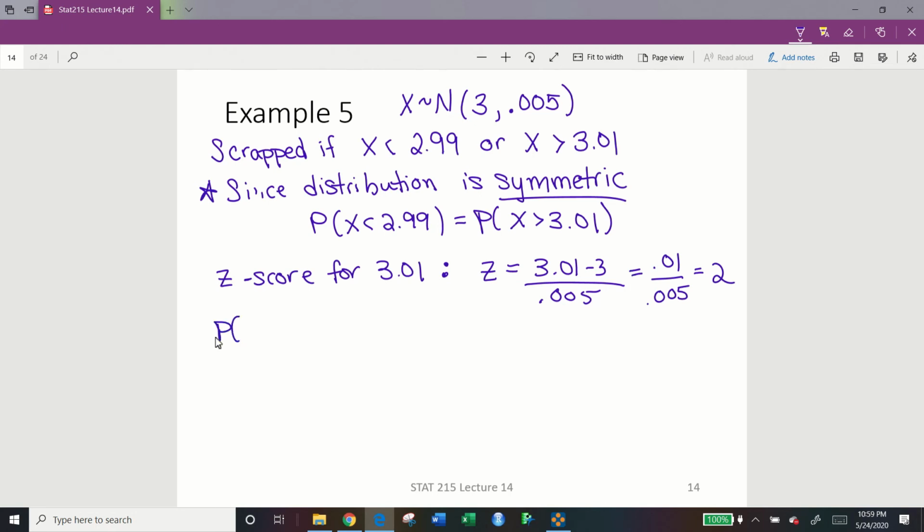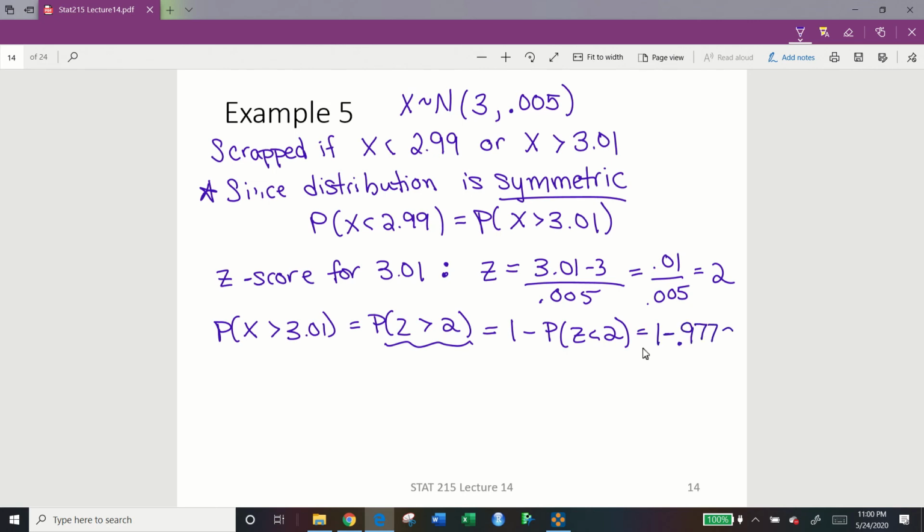So the probability of x is greater than 3.01 is going to be equal to the probability of z greater than 2. Remember, with our z table, finding z greater than something, we cannot do directly. We have to use the complement rule and find 1 minus the probability of z less than 2, which is why I did this one. The other one, we could have done it more directly. This will be equal to 1 minus 0.9772, which will equal 0.0228.